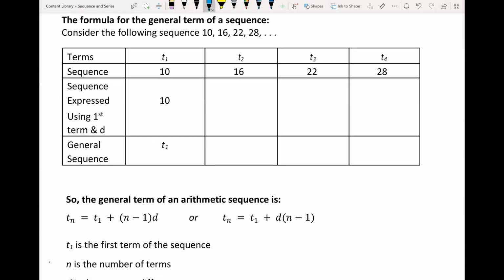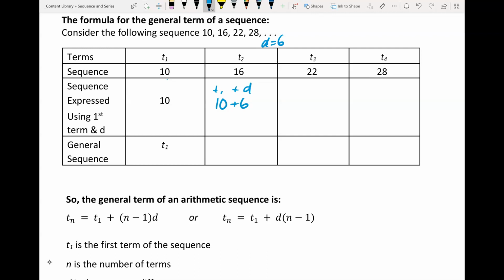So for the formula for the general term of a sequence, let's consider 10, 16, 22, and 28. If we look at T2, it is 16 and T1 is 10. It looks like our D is 6. And then if we look at T3 and T2, 22 minus 16 is going to give us 6 again. So D is for sure 6. If I want to express T2, which is 16, using the first term, which is 10, and D, it would have been the first term, T1, plus D.